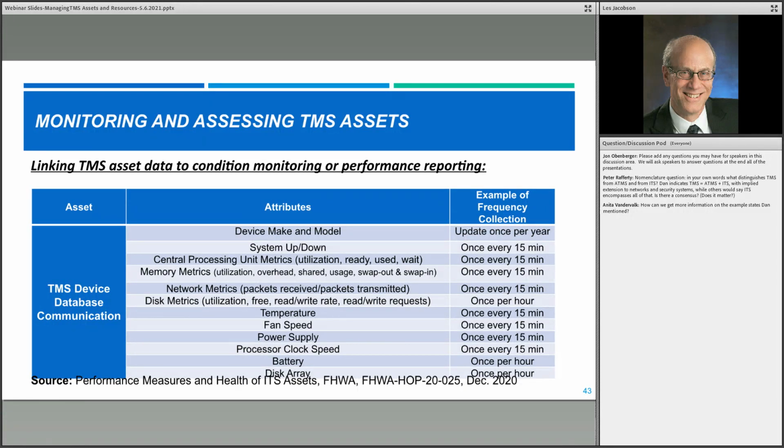And then it's also important to link the asset data to condition monitoring or performance reporting. In that case, you may have an asset like a device database communication, and it's got certain attributes like device make and model, system up and down time, temperature, fan speed. There might be a whole bunch of things that are important there. And then each of those has a particular frequency of data collection. Some things aren't measured or checked very often, like the device make and model. But other things you may want to check more often, like the power supply, and making sure that you've got power up.